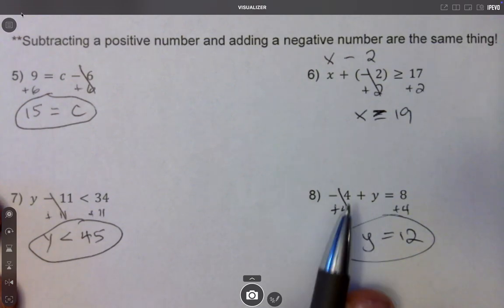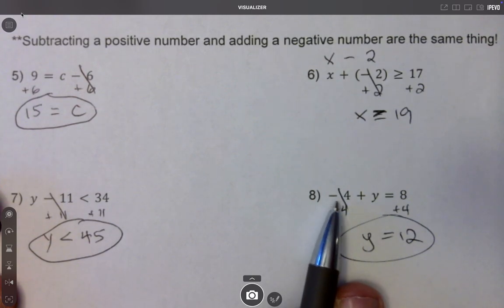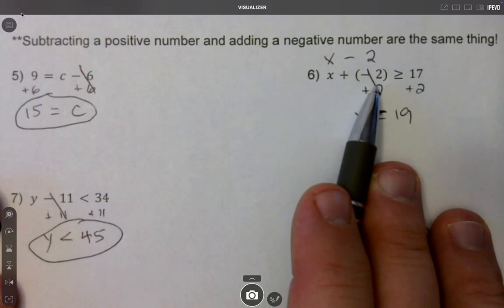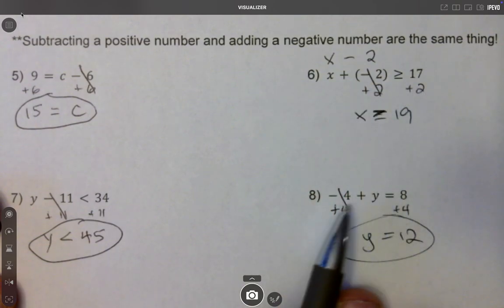So when you're deciding what to do to move a number over, don't look at what's after it. Look at what is directly before it. This was directly before this 2 was a negative, so we added 2. What was directly before this 4 is a negative, so we added 4.